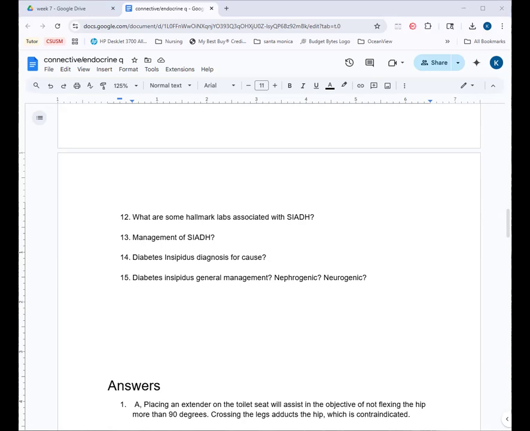Giving desmopressin, okay. Giving basically ADH, yeah. So why are we giving it? What's the purpose?